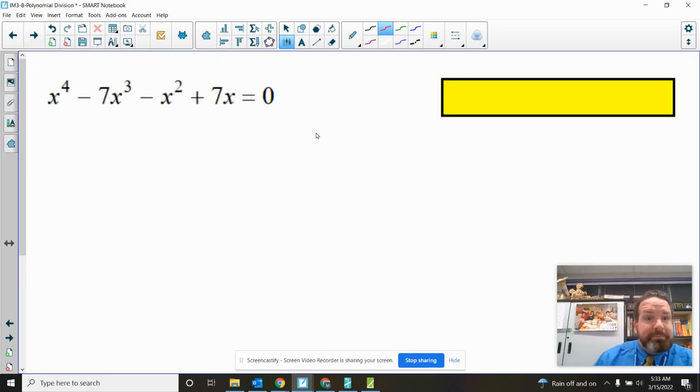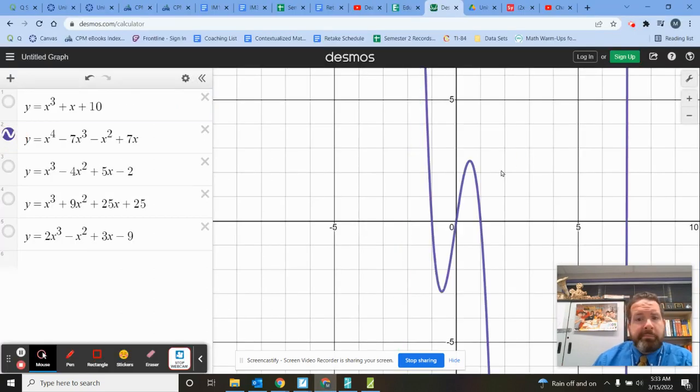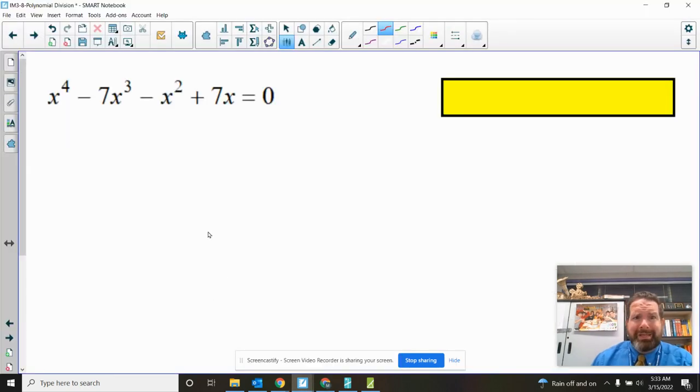Okay, let's keep going. For the next one here, I would like you to take a moment, pull up your Desmos, and give that a graph. So quick pause, unpause when you're ready to examine the graph. What do we see? I know my real roots are my x-intercepts. So there is a root at -1, at 0, at 1, and at 7. So I'm going to make a note of those. -1, 0, 1, and 7. And actually, that's going to be all of them.